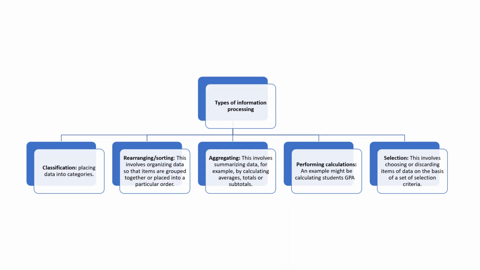For example, for an organization, you can have various expenses, and then you can classify them as fixed or variable costs, or you can classify student grades, or there are so many things you can do for various organizations. Rearranging or sorting, that is where you are organizing data so that items are grouped together or placed in a particular order. You're sorting.